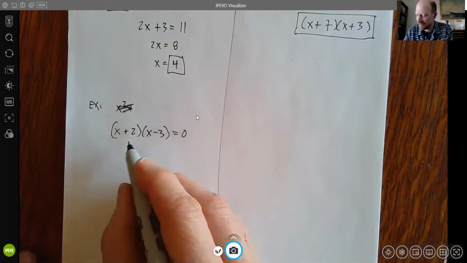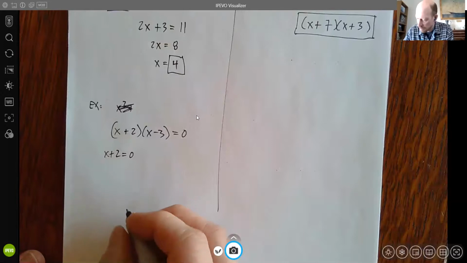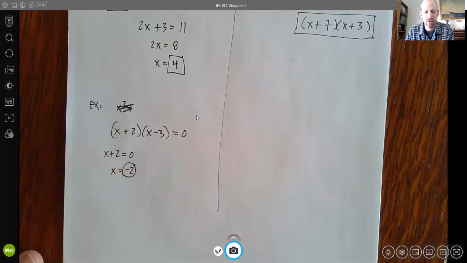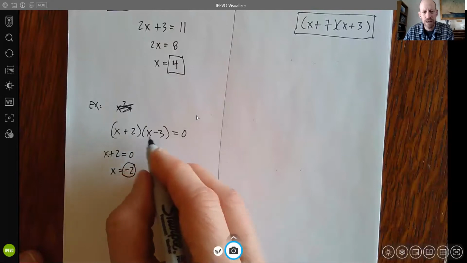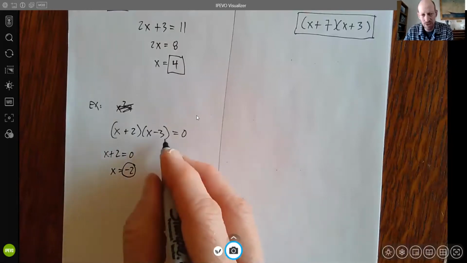So the only way I can get 0 here is if x plus 2 was 0. And I can figure out very quickly that that only happens if x is minus 2. So if x is minus 2, that makes this piece 0, and who cares what this piece is, because 0 times anything is 0. So that's a solution.